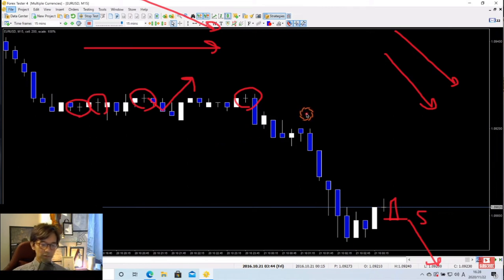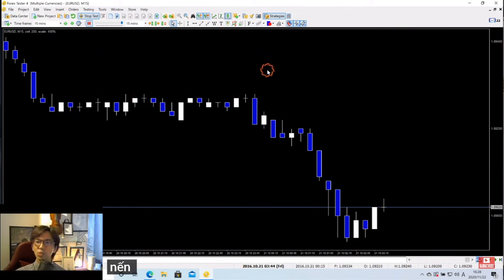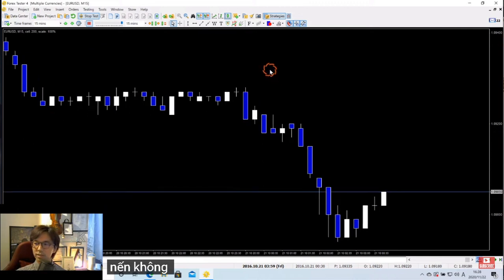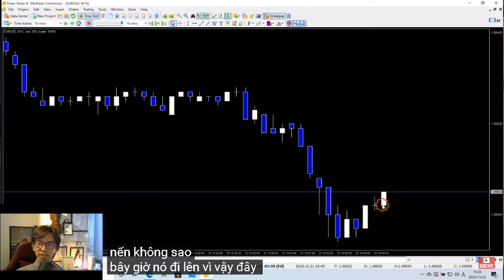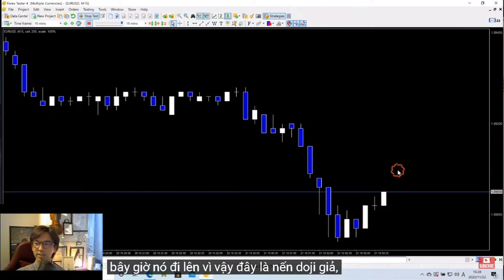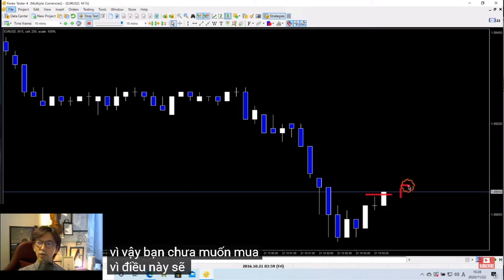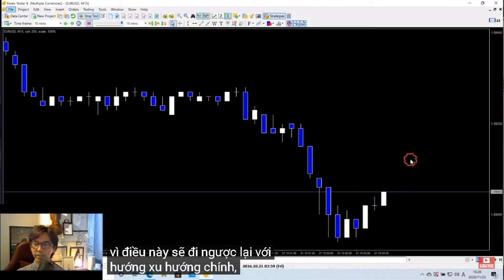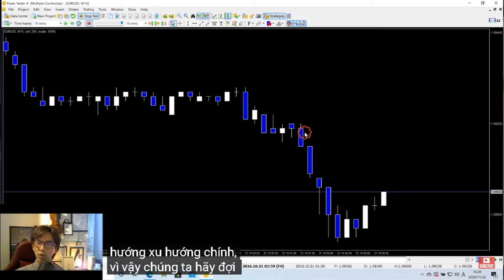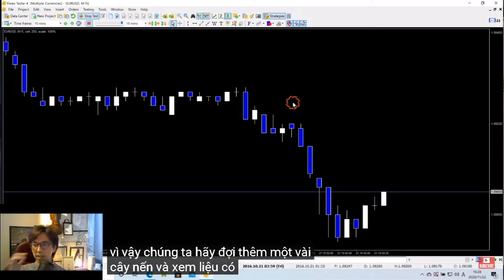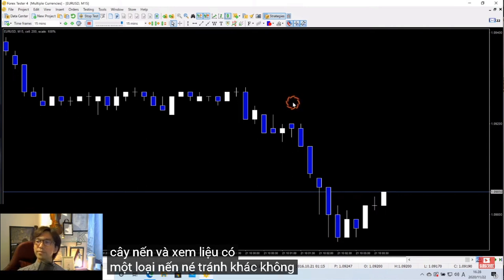So let's move on. Let me just move one more candle. Okay, now it goes up. So this was the fake doji candle. So you don't want to take a buy yet, because that will be against the major trend direction. So let's just wait for a couple more candles and see if there's another doji candle.